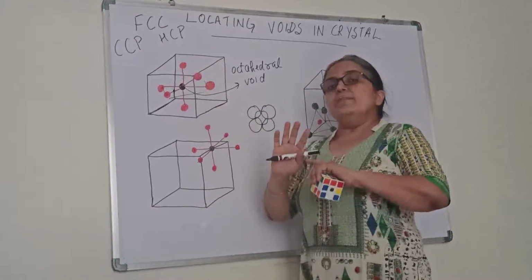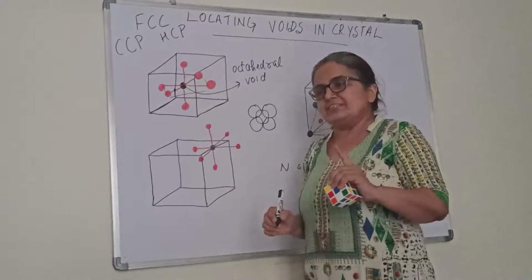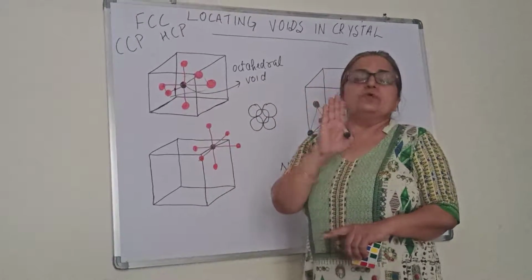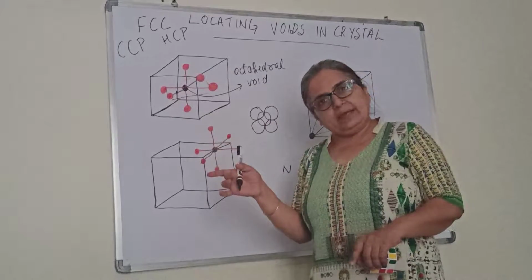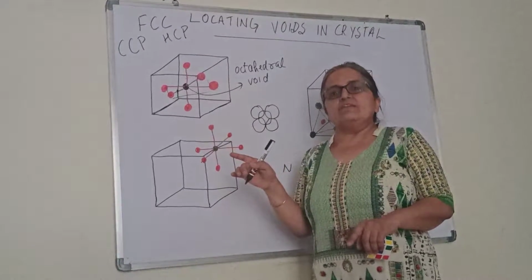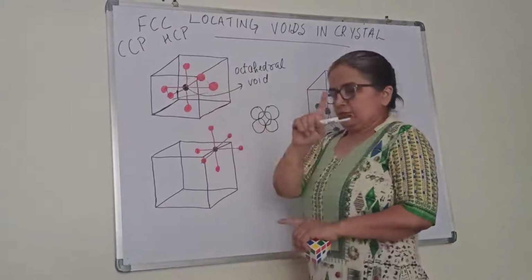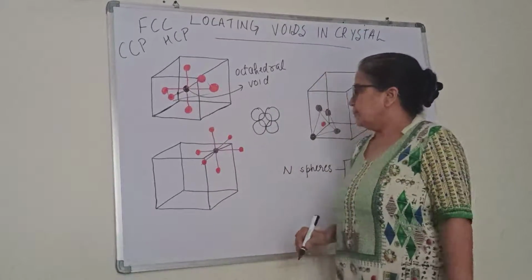In FCC, how many total particles are there? We have discussed this in the second video of solid state. In FCC, there are a total of 4 constituent particles. All corners: 8 into 1 by 8, plus 6 faces, each contributing half, so 6 into half is 3. Put together, 4. So one void we have discussed. 3 more voids, where they are present, we have to see.